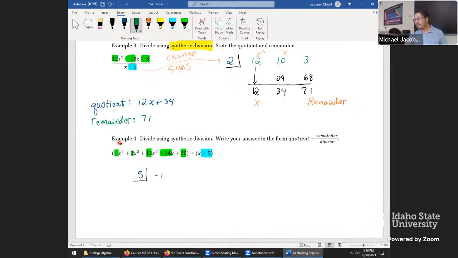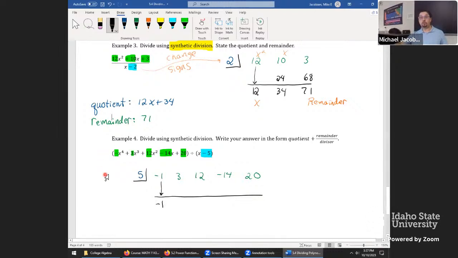Let's put in negative 1 from the negative sign, 3, 12, negative 14, and 20. We have 5 numbers altogether. That makes sense if it's degree 4. Then we'll throw in our little bar right here. Next thing that happens guaranteed each and every time is that negative 1 copies down to that location. Now we're ready to start the process in earnest. Any questions at the moment, folks, before we give this one a try?